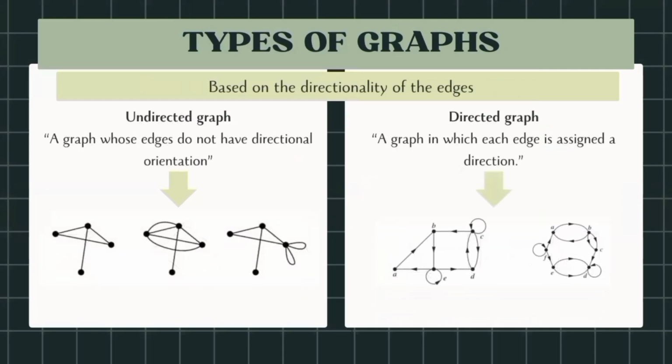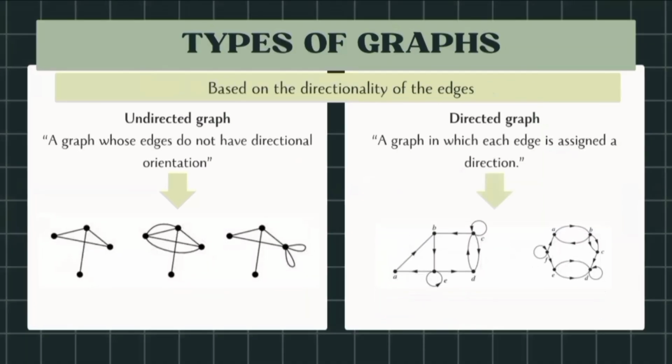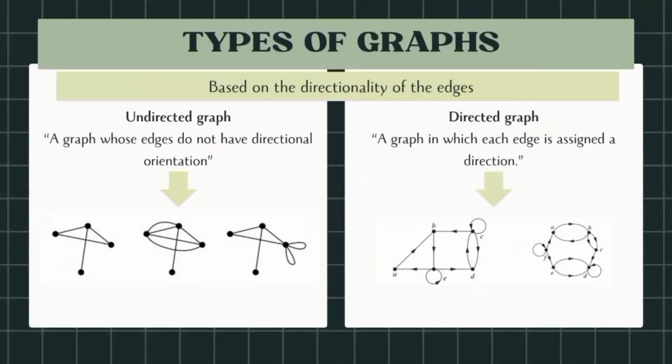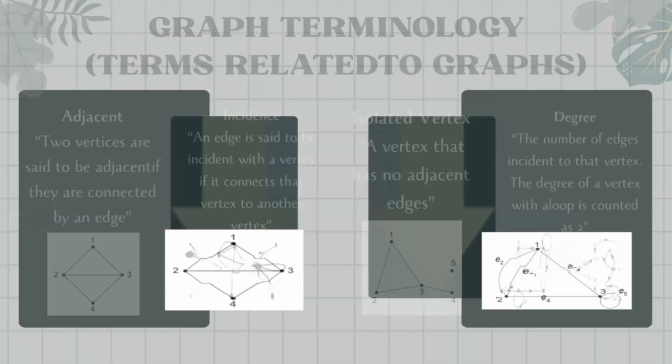The second type is based on the directionality of the edges. The first, an undirected graph, is a graph whose edges do not have directional orientation. Then the second, a directed graph, is a graph in which each edge is assigned a direction.